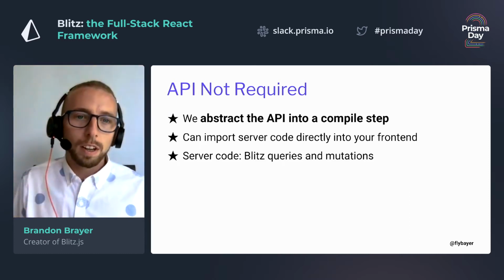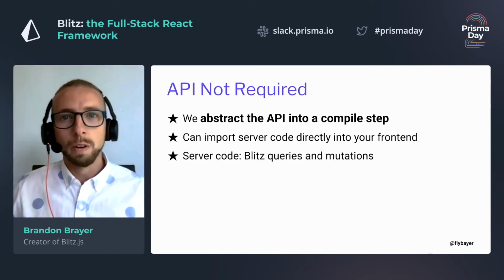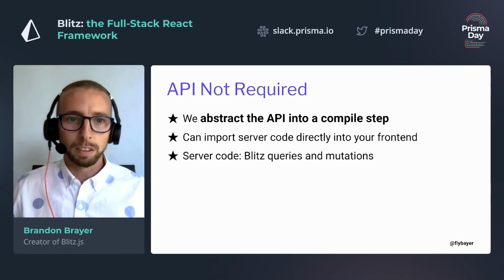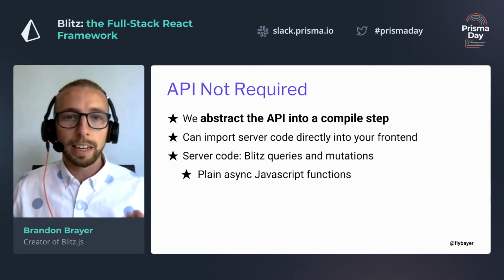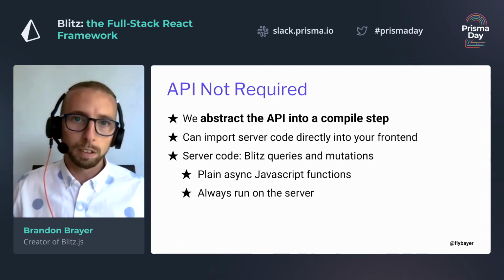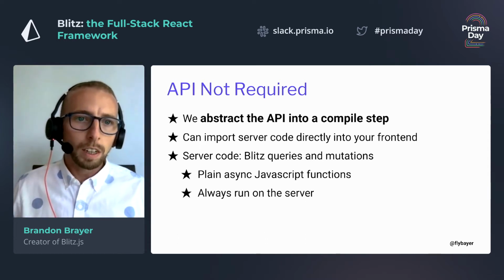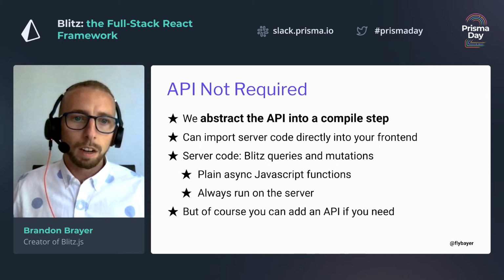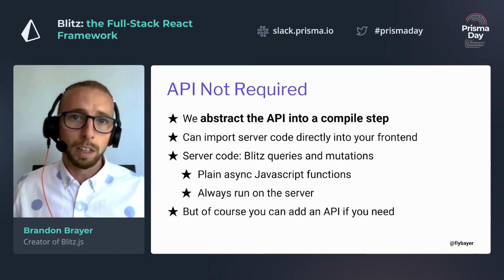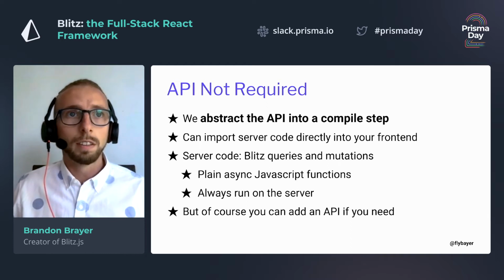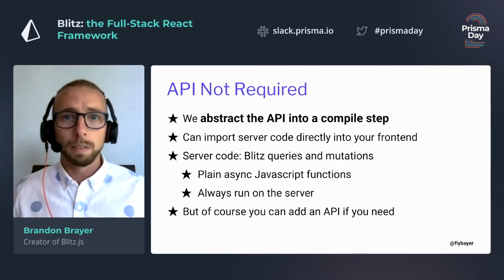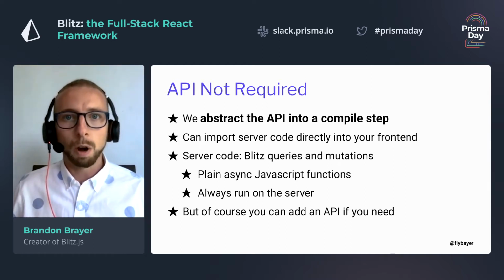So how you write your server code in Blitz apps is with Blitz queries and mutations. These are plain asynchronous JavaScript functions that always run on the server. So there's no GraphQL here, we just use the same naming. But then, of course, you can add your own API if you need. If you have advanced use cases, or a third-party API already, you can still use that just like you always have.